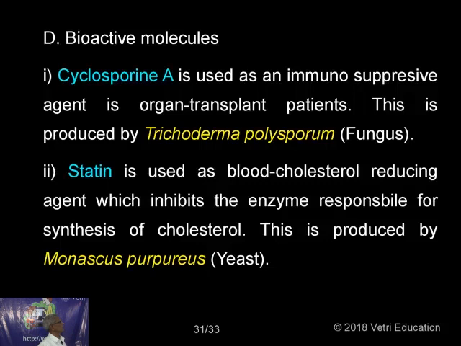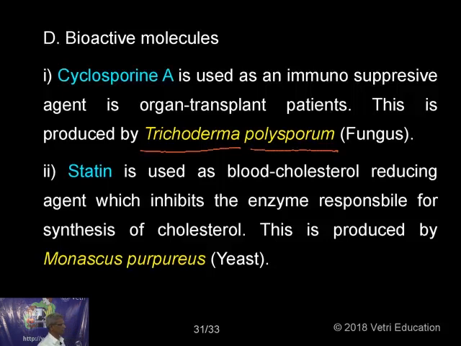Then some of the bioactive molecules. One of them is what is called cyclosporin A. It is used as an immunosuppressive agent in organ transplantation patients. This is produced by Trichoderma polysporum, a fungus.